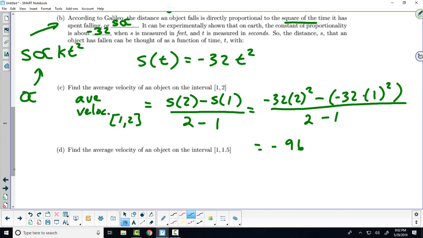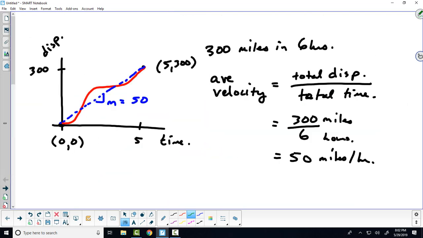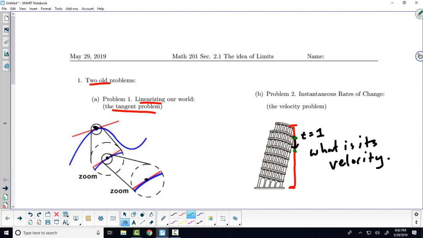What are my units on this? Feet per second. Okay. So between the first and second second, the object was averaging a speed of negative 96 feet per second. But again, back to the picture, we aren't interested in what was its average speed over this span. We're interested in what is its instantaneous velocity at t equals 1. So what could we do?